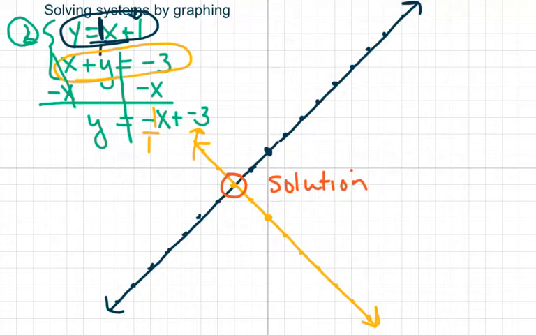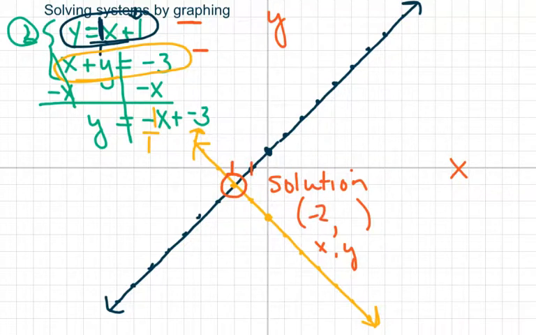Remember, the solution is the point that works in both equations here and here. So now I put my solution in terms of a coordinate x comma y. My x-axis is left and right. My y-axis is up and down. So this coordinate is, the x value is negative 2, and the y value is negative 1. So my solution is negative 2, negative 1.